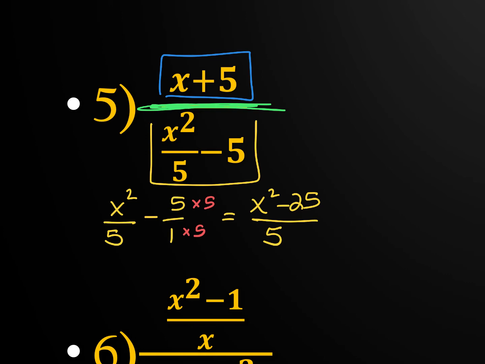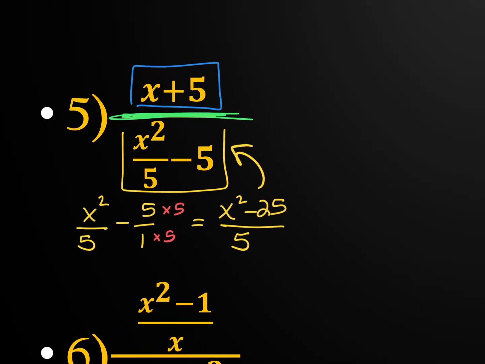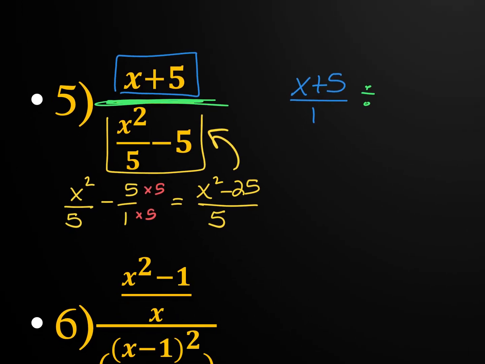So now that's what's here. So now again, I'm going to do x plus 5, and I could write it with a 1, divided by x squared minus 25 over 5. I need to do a keep flip change. So the x plus 5 stays. Change the division to multiplication. Flip the second fraction upside down.